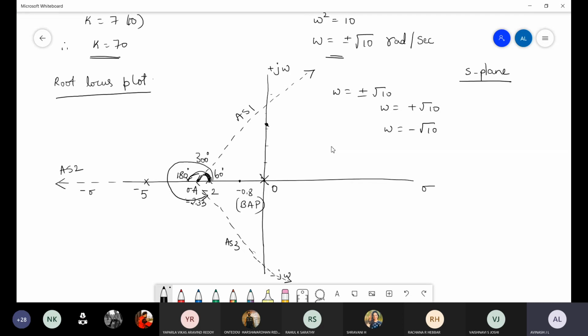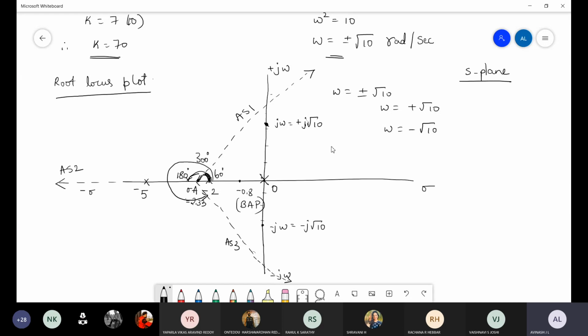So this is the point of intersection on the j omega axis, that is plus j root 10. Similarly, somewhere here, it is minus j omega, equal to minus j root 10. Above and below, we maintain the symmetrical property. So once you mark this value, minus j root 10, you can proceed.